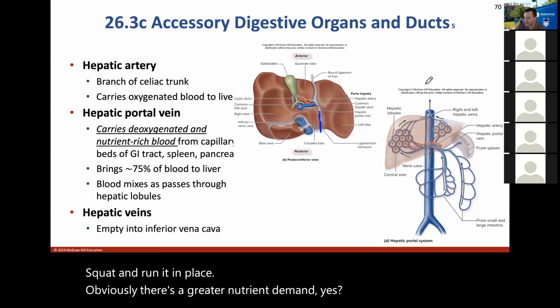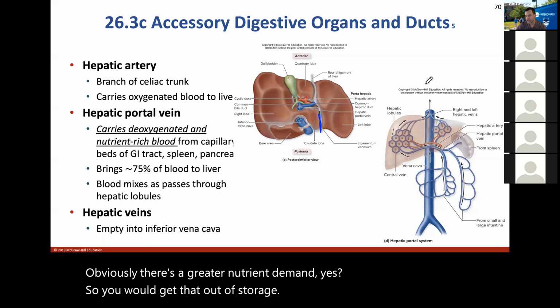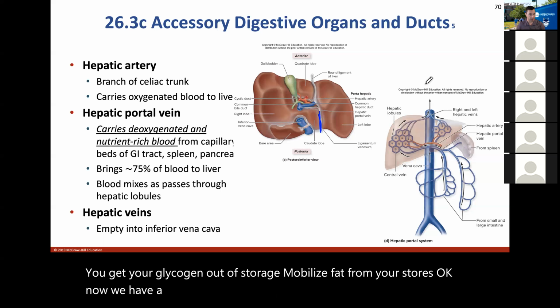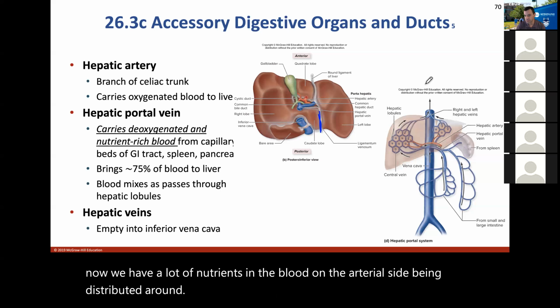So you would get that out of storage. You get your glycogen out of storage, mobilize fat from your stores, okay? Now, would we have a lot of nutrients in the blood on the arterial side being distributed around? Yes.